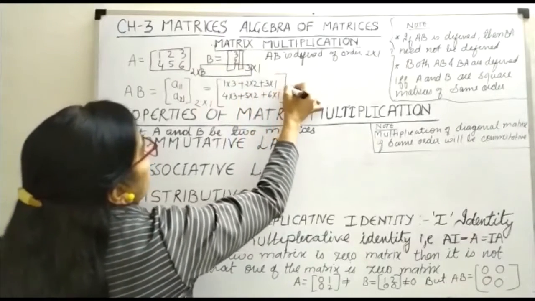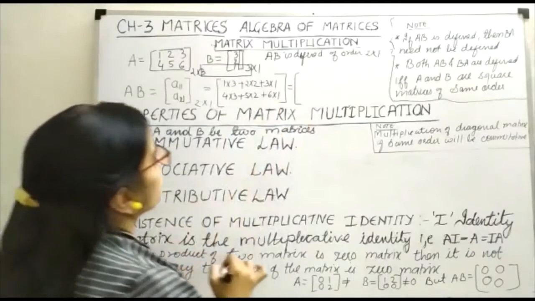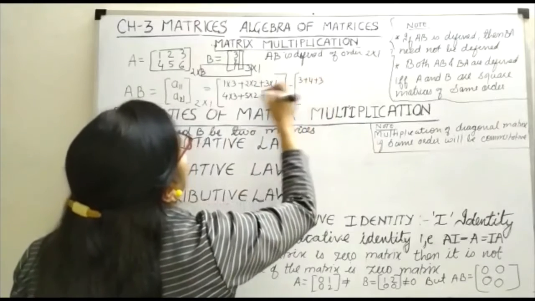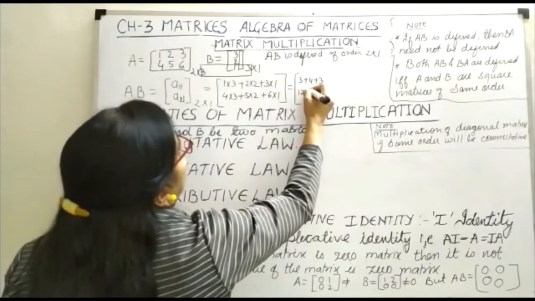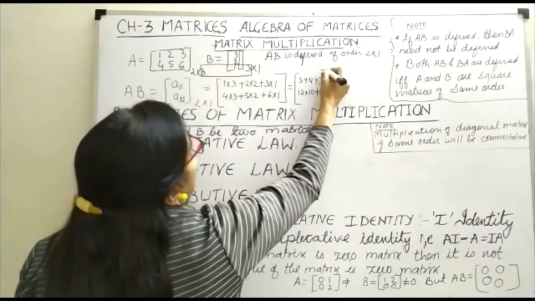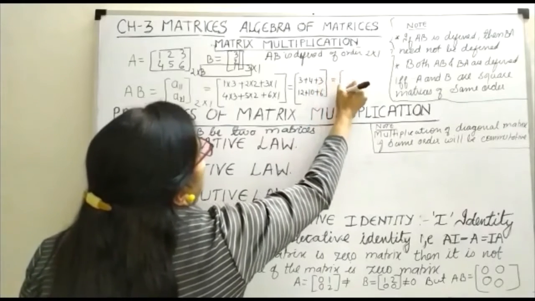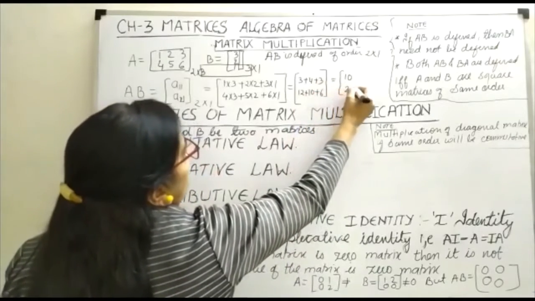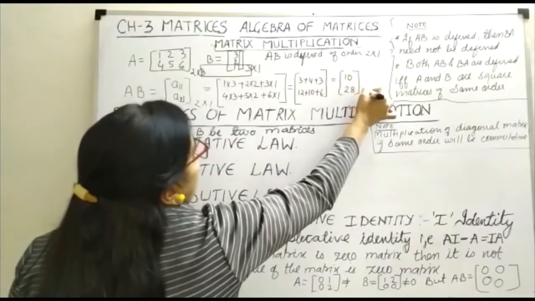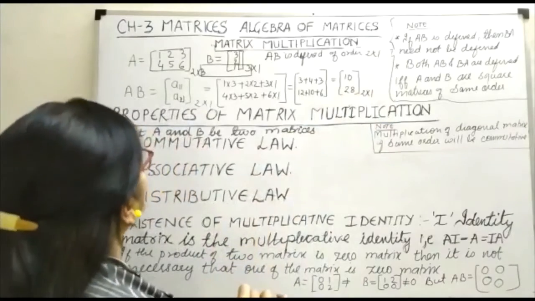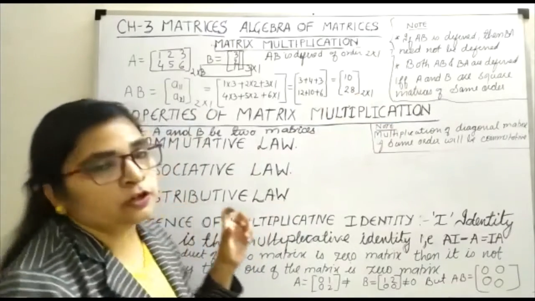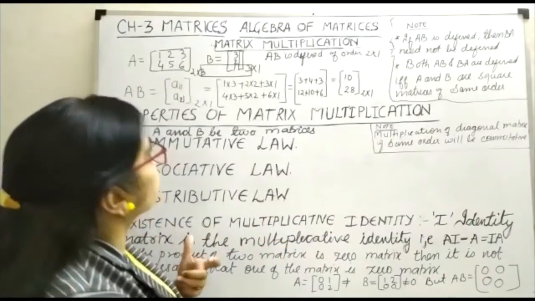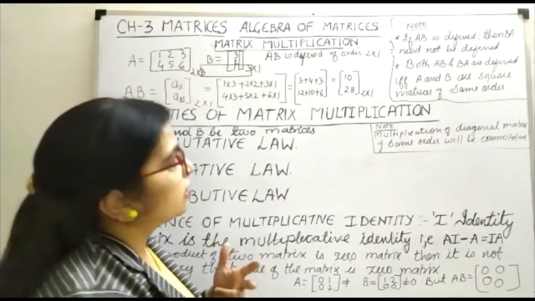Now you can just simplify. 1 into 3 is 3, plus 4, plus 3. Here it will be 12 plus 10 plus 6. And what you get is 10 for the first entry, and 28 for the second, and the order will be 2 into 1. Thus we have seen how the multiplication of two matrices is possible by making the column of the first matrix equal to the row of the second matrix.